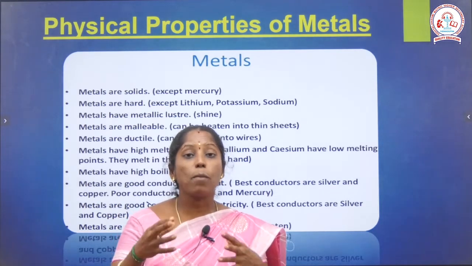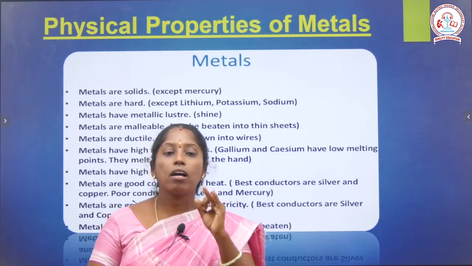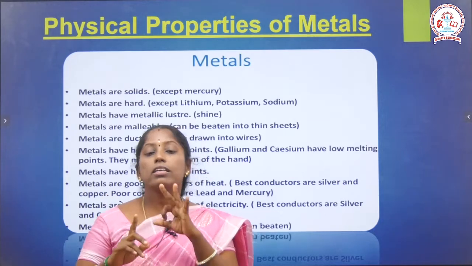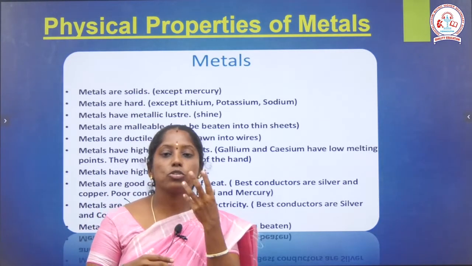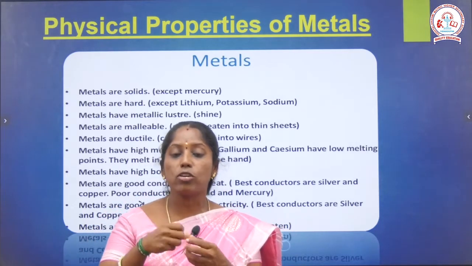Okay, so these are the properties of metal. What is the first one? Metals are solids, then metals are hard except lithium, potassium and sodium. Then third one, metals are lustrous, they look shiny. Then next one, malleable. Metals are malleable, they can be made into thin sheets.